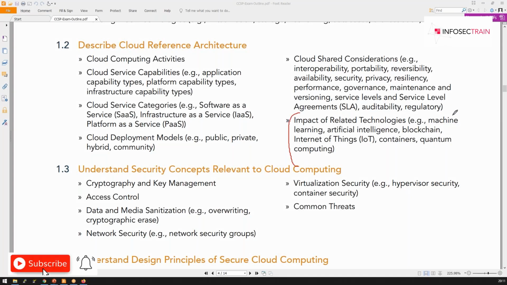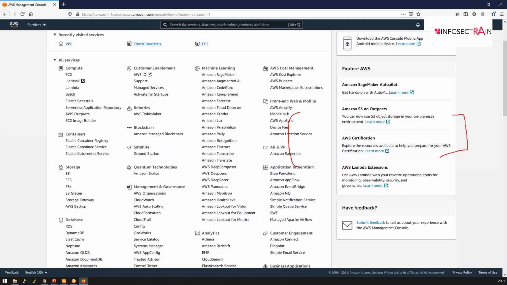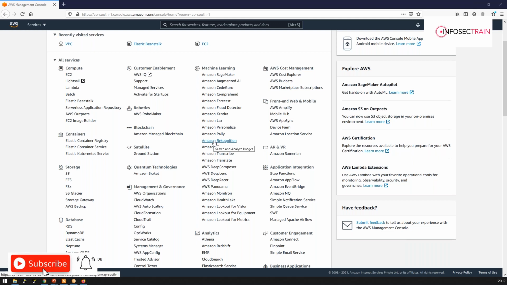You can expect at least one question from this. This is a new topic, and it's also very important and relevant now. I'll give an example. We have a service called Amazon Rekognition. When I go to this service, it is able to identify the face of a person. It is also able to correlate and compare images. All these activities can be done, and these things can produce effective results.